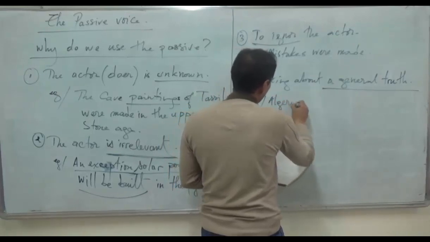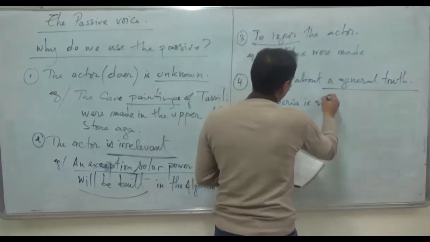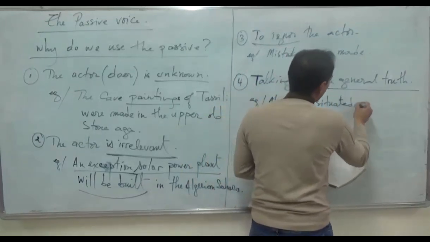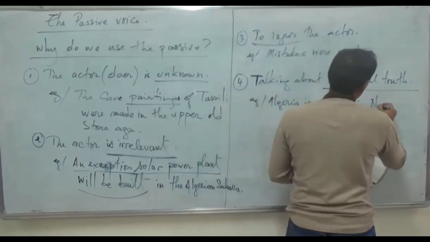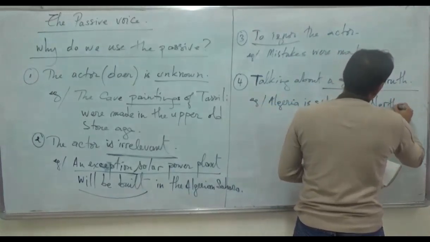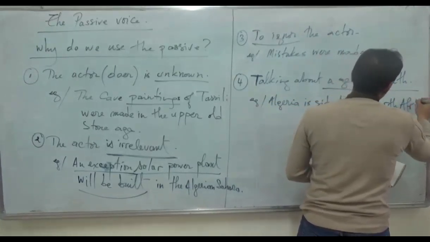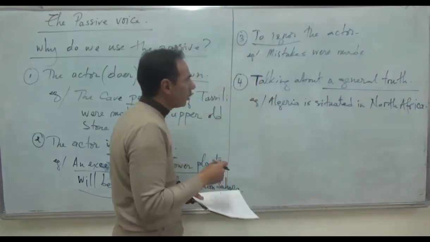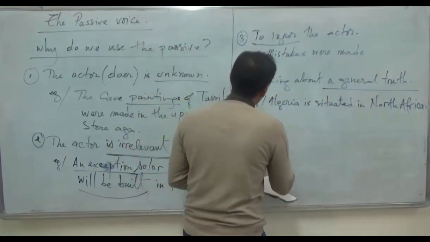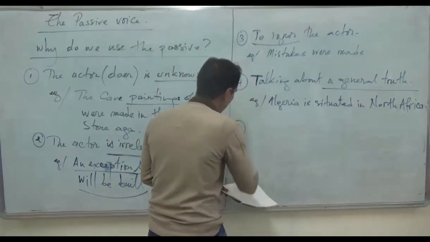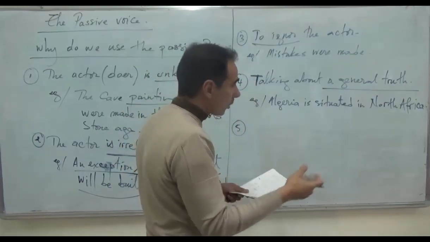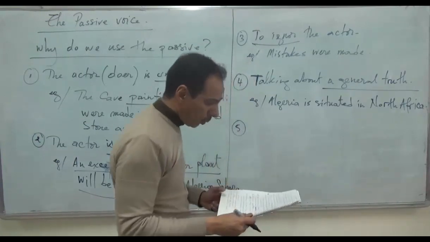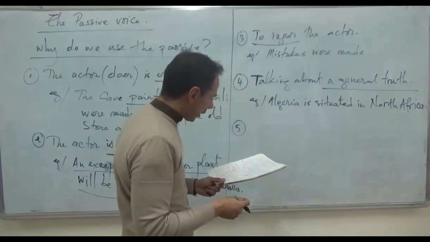Algeria is situated or located in North Africa. In North Africa. This is a general truth. That Algeria is situated in North Africa is a general truth, though generally we use the passive, we don't use the active. We don't need to mention the doer or to mention the actor.